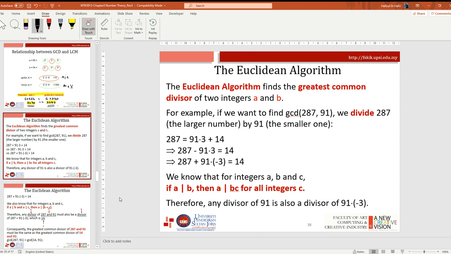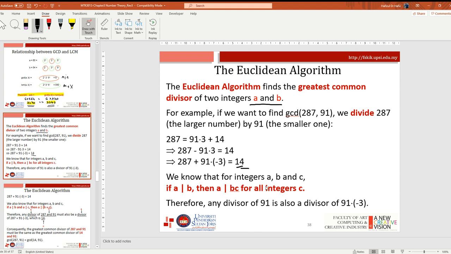And then for the third one, we have the Euclidean algorithm. The Euclidean algorithm finds the greatest common divisor of two integers a and b. For example, if you want to find the GCD of 287 and 91, we divide 287, the larger number, by 91, the smaller one. Then 287 is equivalent to 91 multiplied by 3 plus 14. So 287 minus 91 multiplied by 3 is equivalent to 14, and 287 plus 91 multiplied by negative 3 is also equivalent to 14.